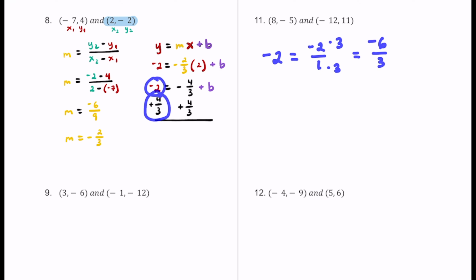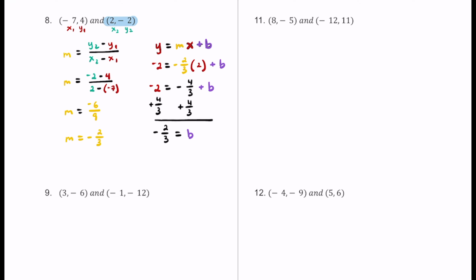Now, if we're adding 4/3 to that, we're going to add 4/3. Now, negative 6 plus 4, that's going to be negative 2. And that's going to be a 3 on the bottom. So negative 2 plus 4/3 is going to be negative 2/3. Okay, so let's go ahead and write that. We're going to get negative 2/3. And that's going to be equal to that b value. And we can go ahead and turn around and say that b is equal to negative 2/3.